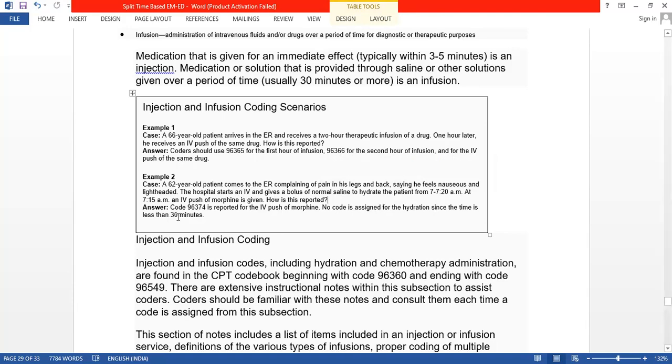At 7:15 a.m. an IV push of morphine is given. So for that IV push, we have to code 96375, sorry, 96374. So this is the only CPT we have to code in this scenario, which is 96374. I hope this is very clear to all of you.